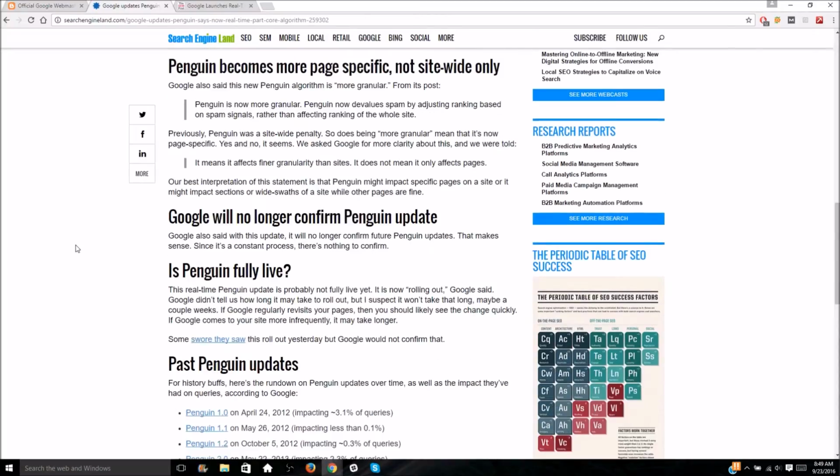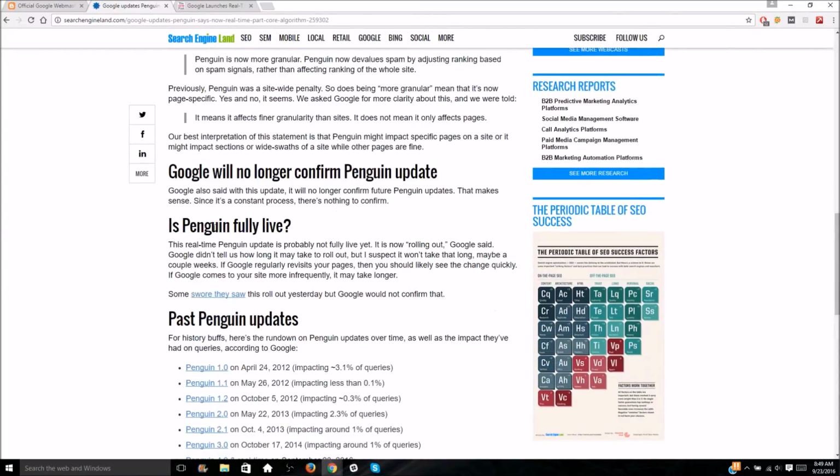So Google will no longer confirm Penguin updates, obviously. Is Penguin fully live? This is interesting, because it's rolling out right now, so it's not fully live yet. We're going to have to see within the next few days, maybe a week or two. It'll probably be done by then, and we'll be able to see what's going on, who gets affected, who gets hit, who doesn't.